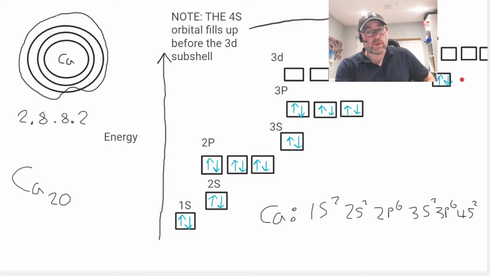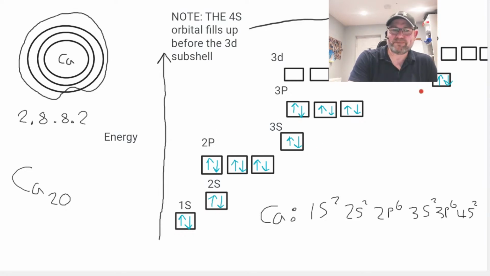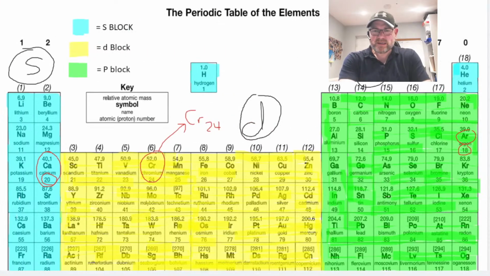But then there was an anomaly if you watch the video back, and that is that as you fill up the energy levels, what happens is 2 electrons go into the 4s first. So yeah, before the 3d, but you'll have to watch the video back to work out what that's about.